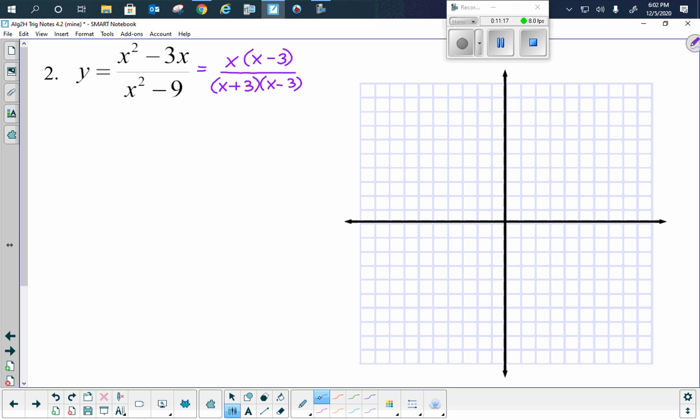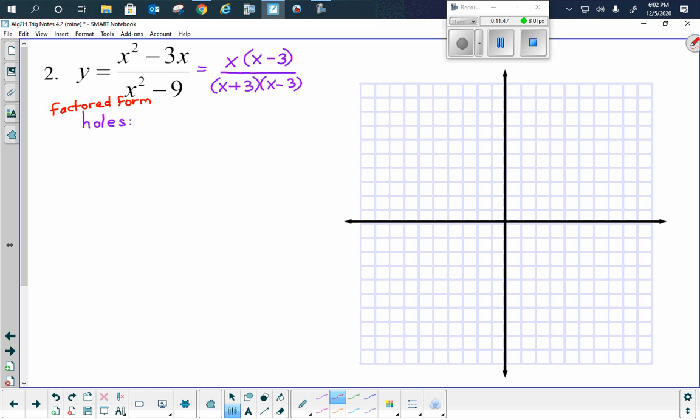Let's start in order. The first thing I'm looking at, and remember, where am I looking at holes, vertical asymptotes, and x-intercepts? I am looking at the factored form, because I haven't written that yet. So in the factored form, maybe we'll just put it above here for right now, because I might run out of room to put them beside each other anyway. So understand that this is from the factored form.